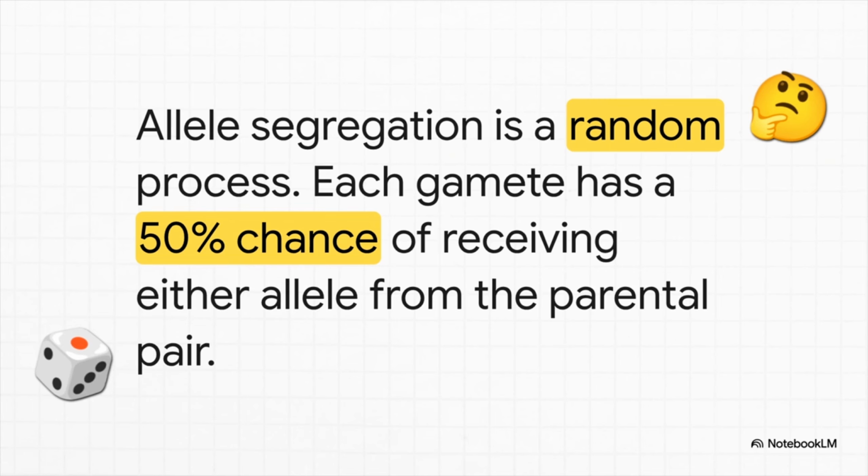And the second pitfall? It's forgetting that this whole thing is based on probability. It's just chance. When alleles separate, it's basically a coin flip. A parent with a Tt genotype has a 50-50 chance of passing on the big T and a 50-50 chance of passing on the little t to any single offspring. That randomness, that equal probability, is the very foundation that allows the Punnett square to work as a predictive tool.